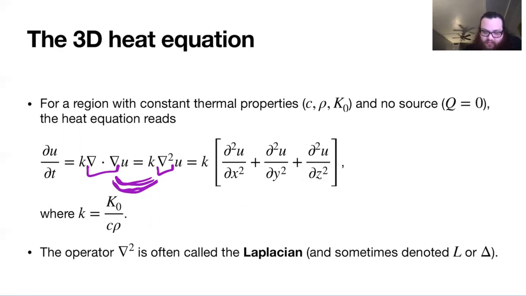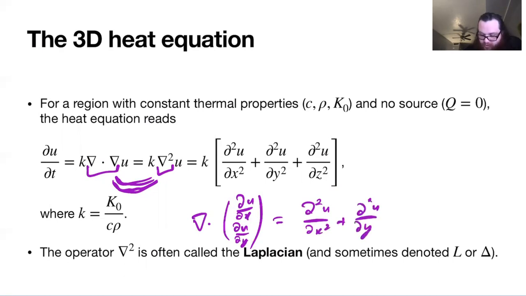If you write out what the gradient of u is and then take the divergence of that, in 2 dimensions you get du dx in the first component, du dy in the second component. Now you take the divergence of that: apply d dx to the first component, d dy to the second component. You get exactly d squared u dx squared plus d squared u dy squared.